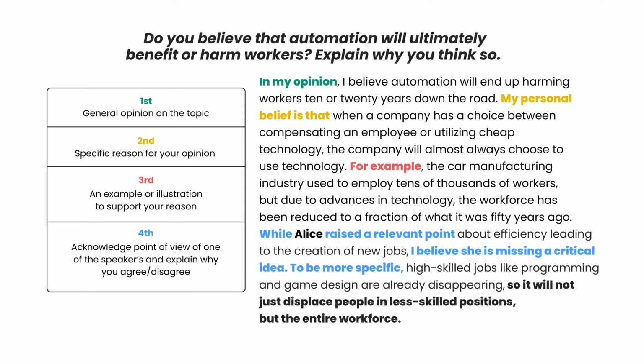So if I was going to agree with what Alice said, and I just wanted to explain that, "While Alice raised a relevant point about efficiency leading to the creation of new jobs, I believe she is missing a critical idea. To be more specific," and then I say the critical idea that she missed. So I changed a couple things, but the template remains the same.